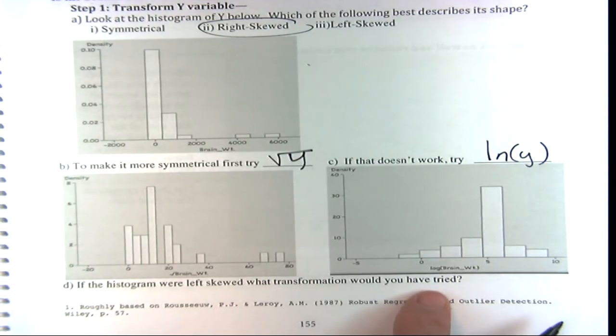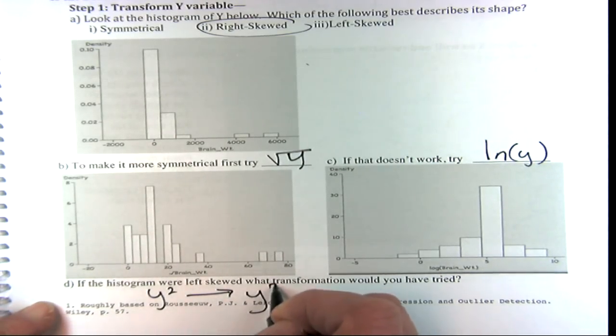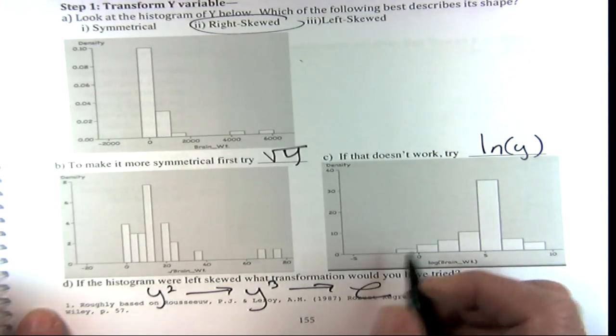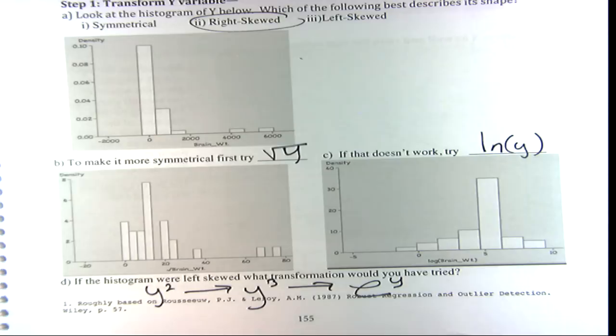And if it were left skewed, what would you have tried? Well, you'd try y squared first. If that didn't work, you could use this. And if you want to get really crazy and extreme, you could do this, e to the y. Put the y in the exponent. All right.